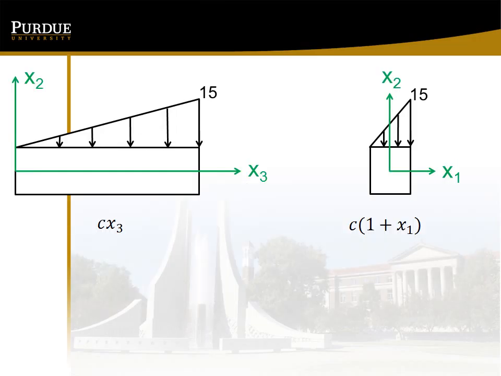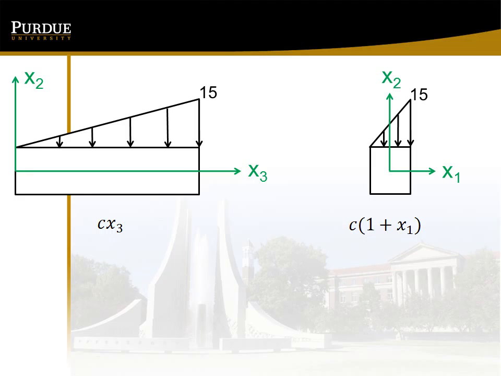Now I'll explain what bilinear means. First, we'll look at the left image, which is looking at the beam in the x2, x3 direction. The distributed loading shown is the max values acting on the beam when x1 is 1. From this observation, we can create a function which is c times x3. Now this c is a constant of the magnitude of the force with respect to the distance on the beam.